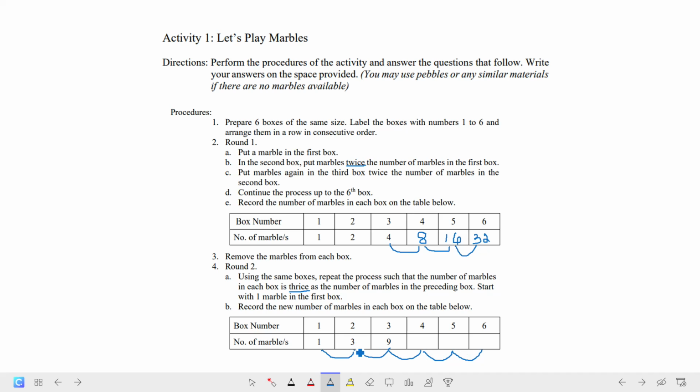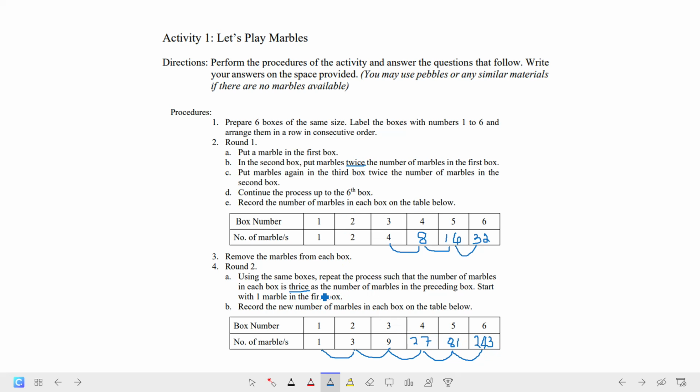So kung mapapansin nyo dito, yung thrice, that means we just multiplied by 3. Multiplied by 3 again, we will get 27. And guess what? How many marbles in the fifth box? Same, we will thrice the number of marbles in the fourth box. It will have 81. And if we thrice also 81, we will have 243 marbles on the sixth box.